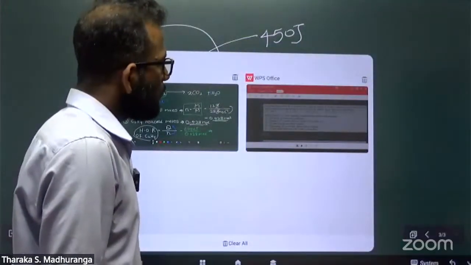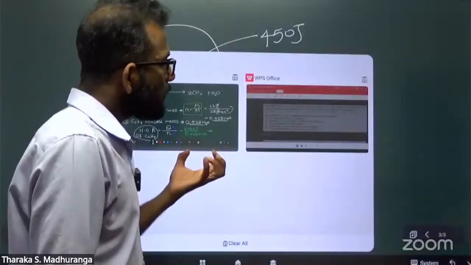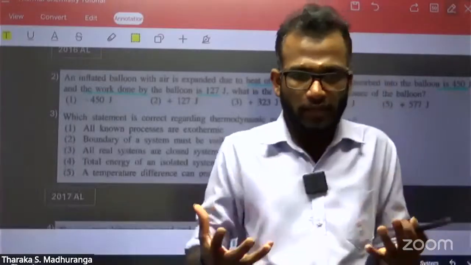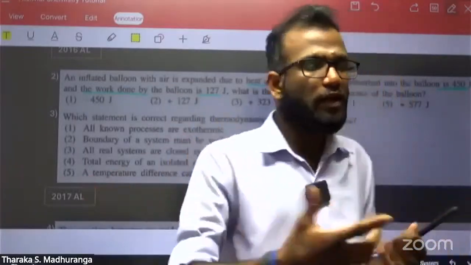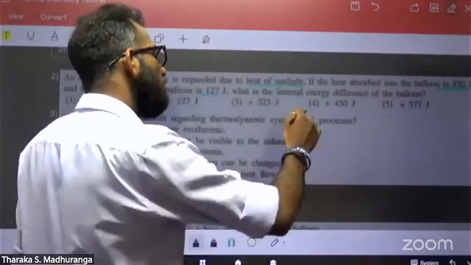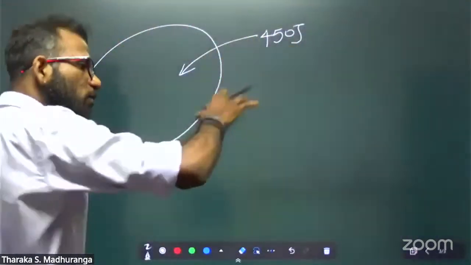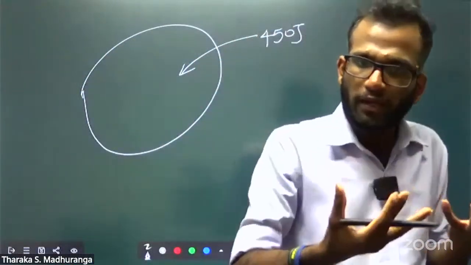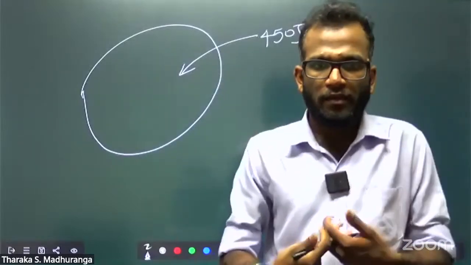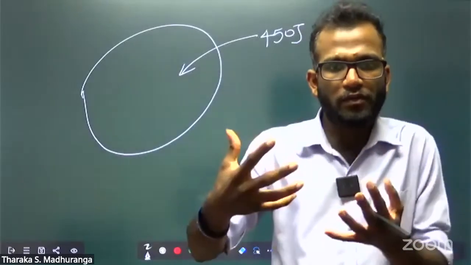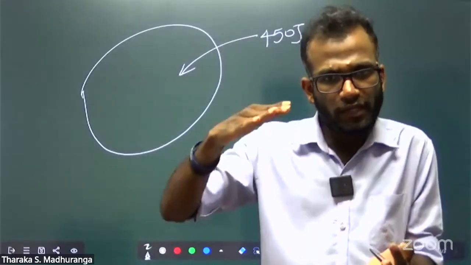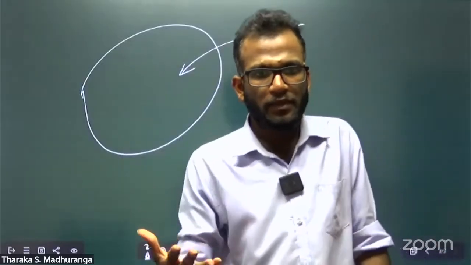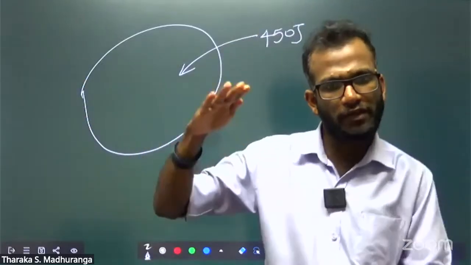And the work is done by the balloon. What's the meaning? The balloon is doing work of 127 joules. Whatever object is doing work, what happens to its energy, does it decrease or increase? Simply understand: when you're doing some work, does your energy level increase or decrease?